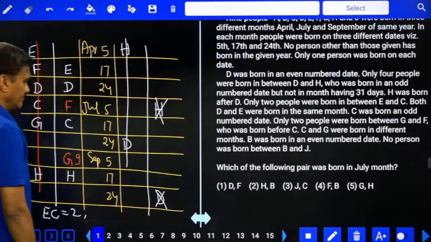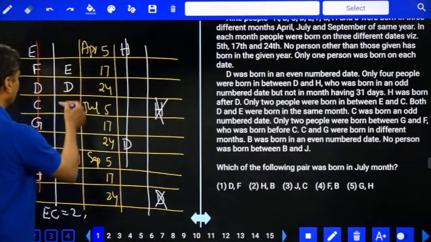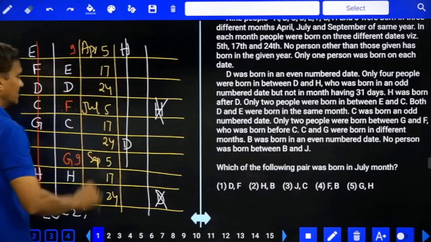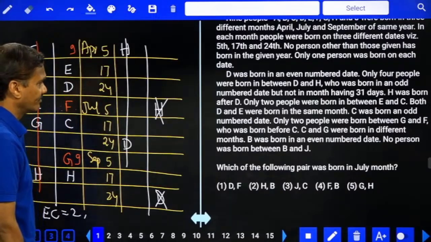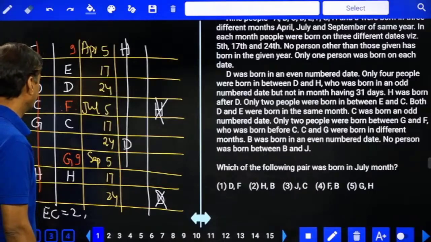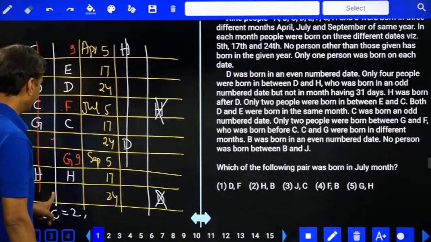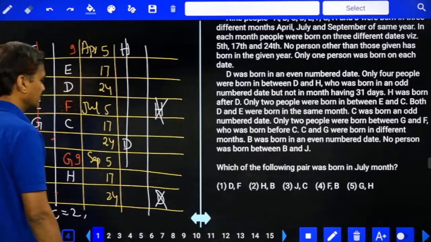Clear? Then if G is at this place, now 2 persons between F and G, either G can be here or G can be here as well. There are 2 possibilities now for G. Then C and G were born in different months. B was born on an even number date. B born on an even number date, B can be either on 24th of July or September.